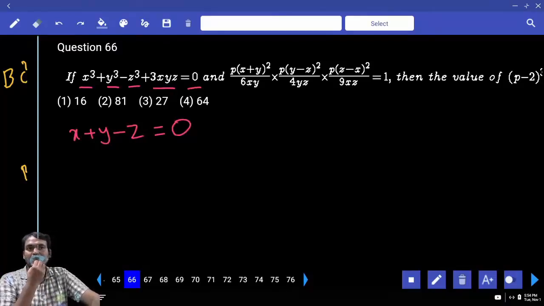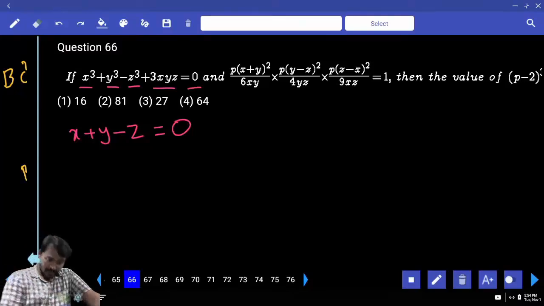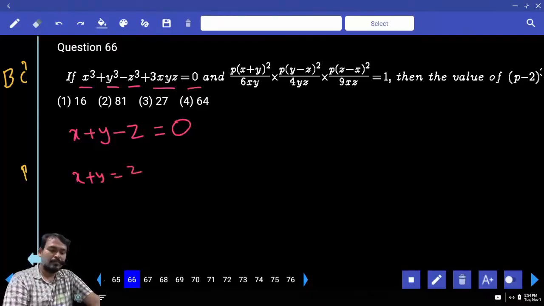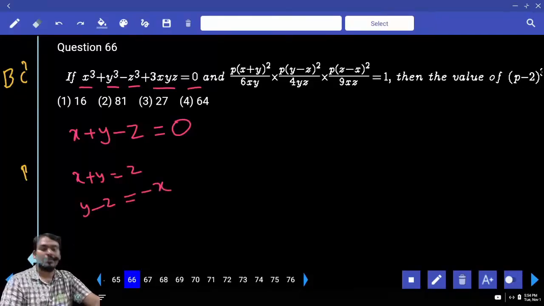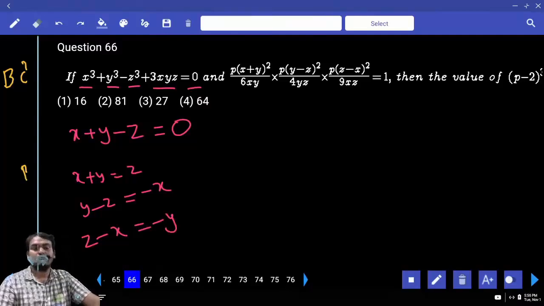(x plus y minus z) whole power 3 equal to 0 or not? Means we get x plus y minus z equal to 0. This one we written, x plus y equal to how much? z or not? y minus z equal to minus x or not? Okay. z minus x equal to minus y or not? Minus y or plus y? Plus y. Minus z becomes plus z. Plus x becomes minus x. z minus x equal to how much?